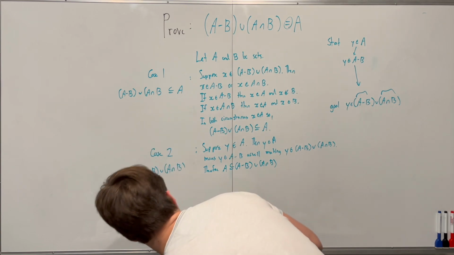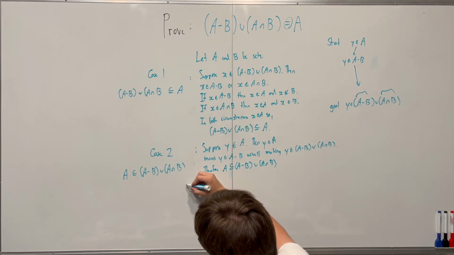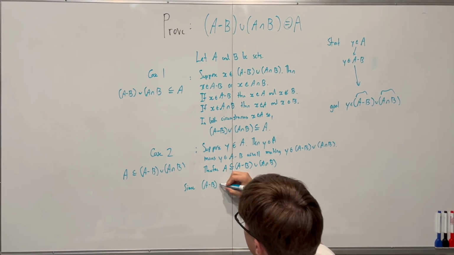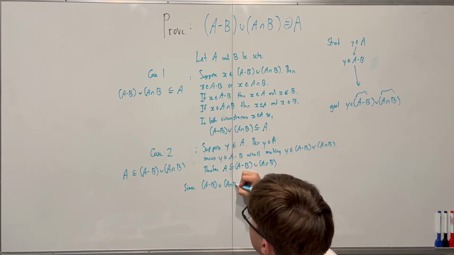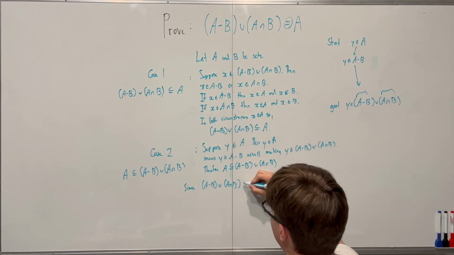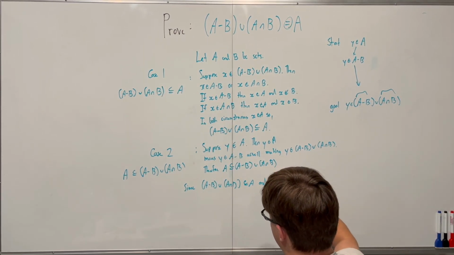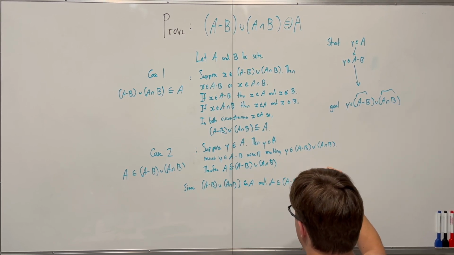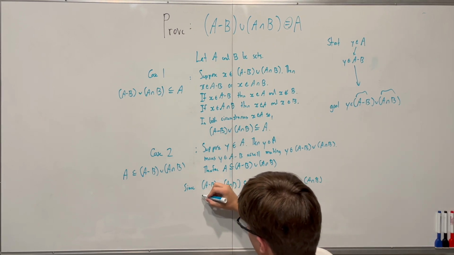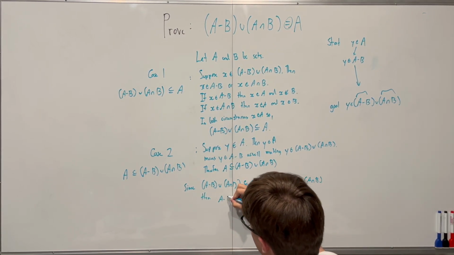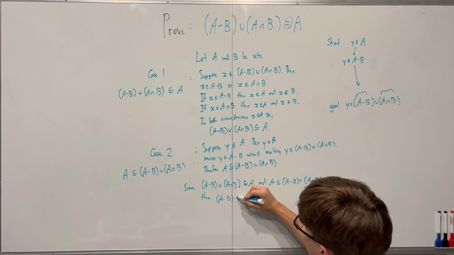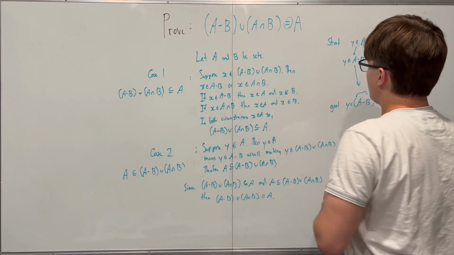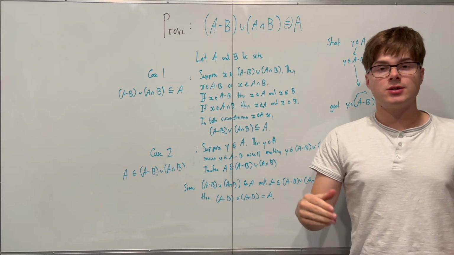Our conclusion is going to be that since A minus B unioned with A intersection B, I forgot a bracket up there, is a subset of A, and A is a subset of A minus B unioned with A intersection B, then A minus B all in a bracket unioned with A intersection B must equal A. So there we go, we've proven that this statement is in fact going to be true.